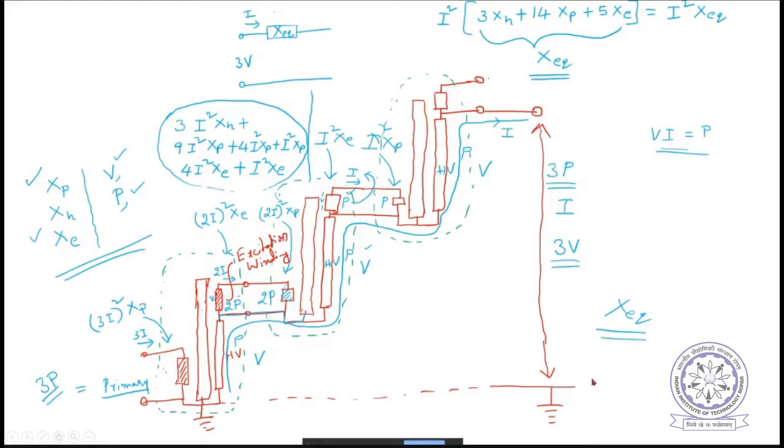Sir, that series resonance transformer, is it the same as a parallel LC tank circuit? Is it the same as that?